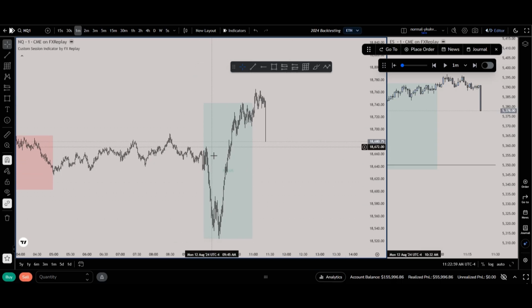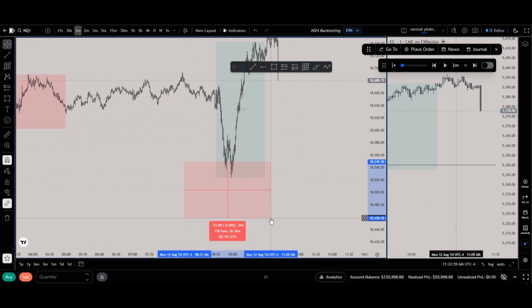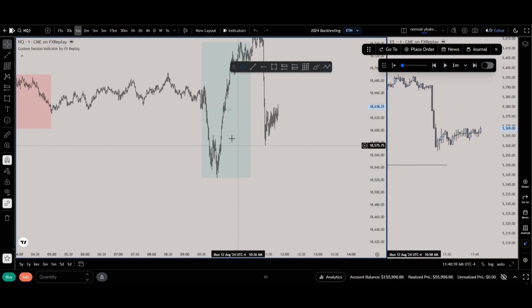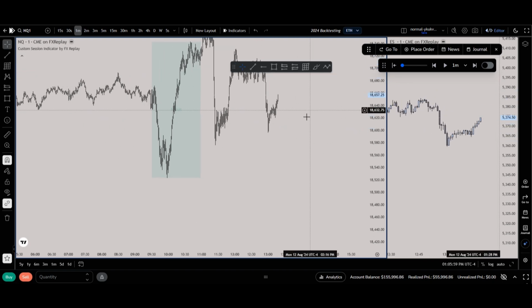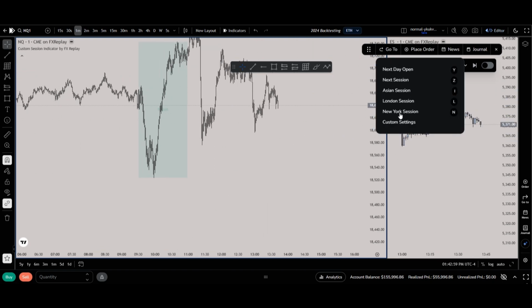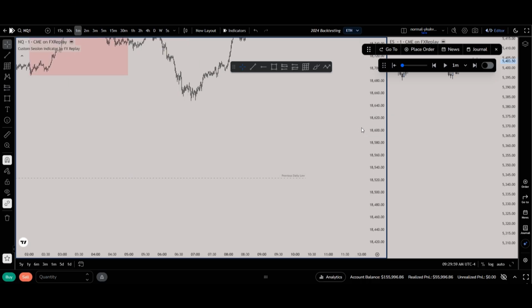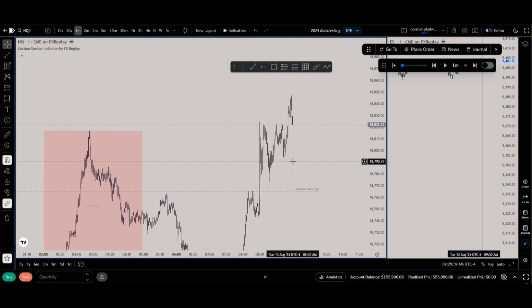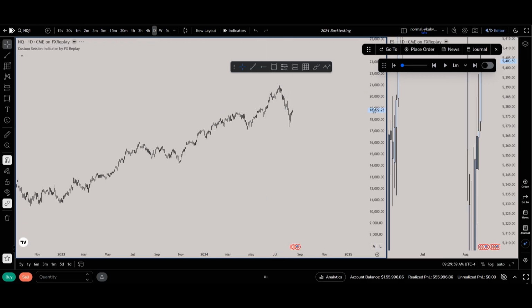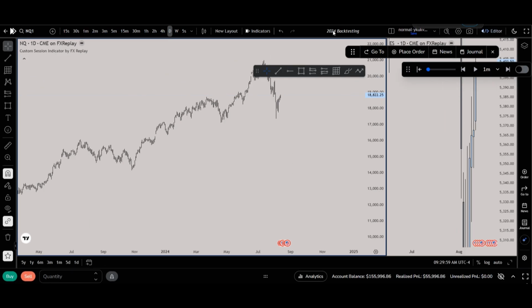Nice, so that session actually looked not too bad. I just wish NQ would have actually manipulated. Oh wow, it looks like we dumped right back down and then start accumulating. Oh no. All right, well, it's next day. 9:30. Oh my god.